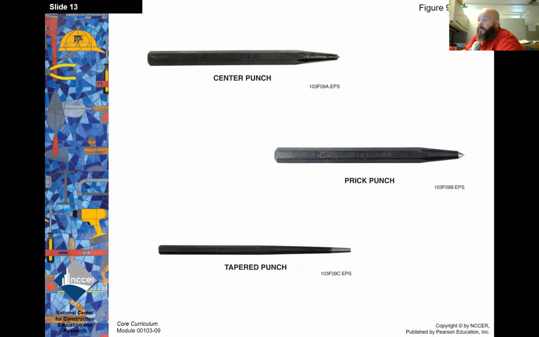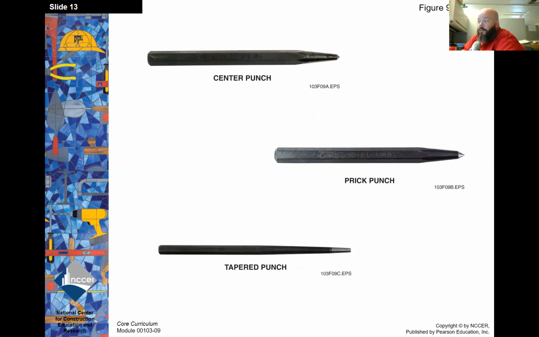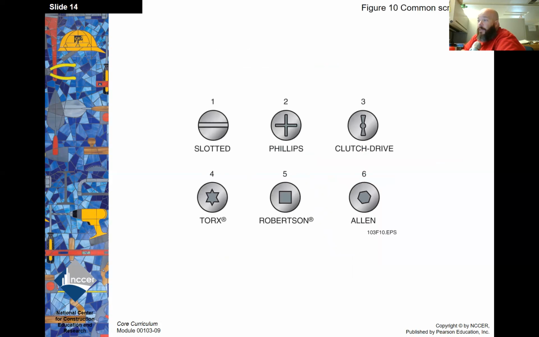Okay, here's a few different punches. We have a center punch at the top, a prick punch, similar to a center punch, just with a much steeper angle, and then a tapered punch. A few other punches they don't show are roll pin punches, which have a small protrusion in the center to fit into the center of the roll pin so that you can drive them into place. Then there are also punches that don't taper, so that you can get them into recessed areas to punch pins in or out.